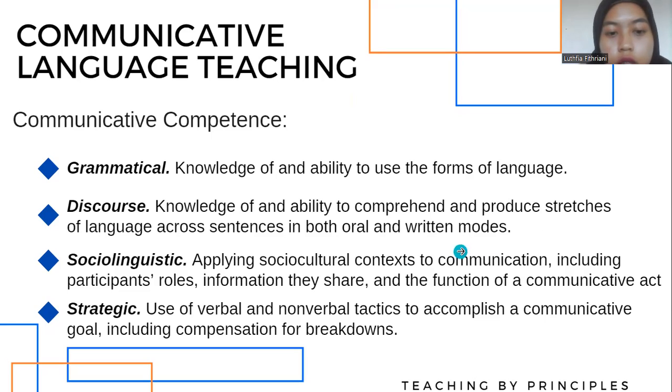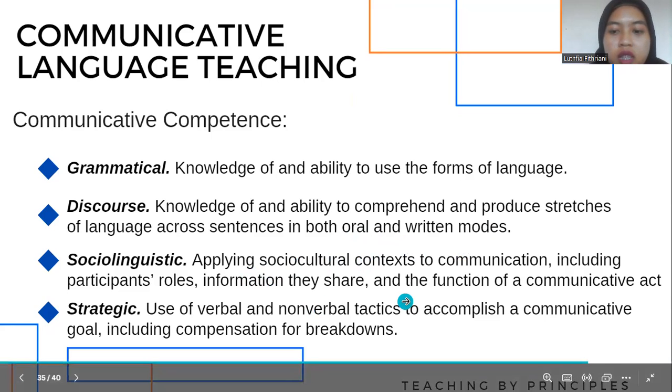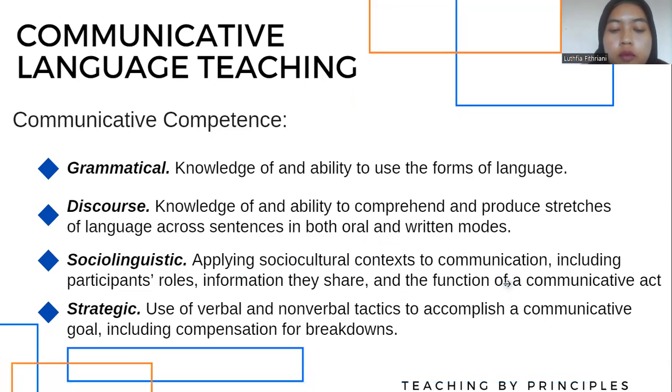The third is sociolinguistic: applying sociocultural context to communication, including participant roles, information they share, and the function of the communicative act. The fourth, strategy. Strategy refers to the use of verbal and nonverbal tactics to accomplish communicative goals, including compensation for breakdowns.